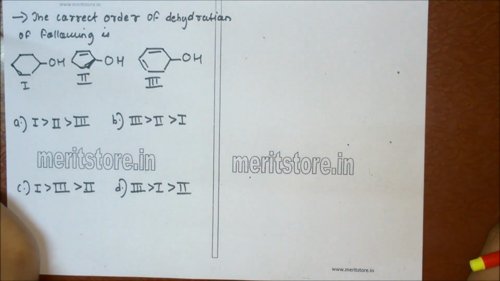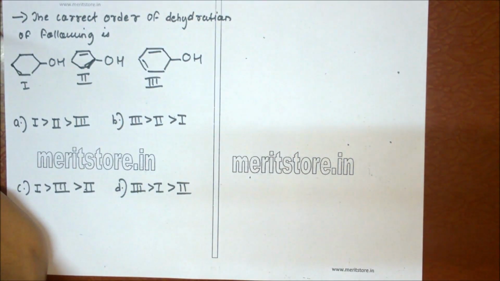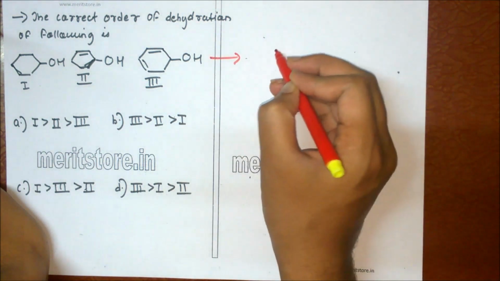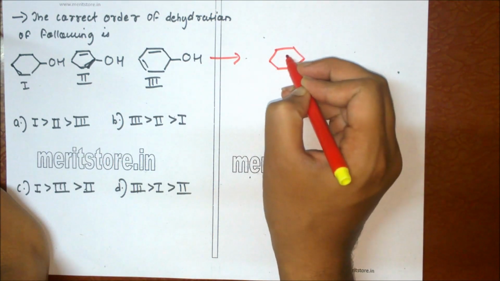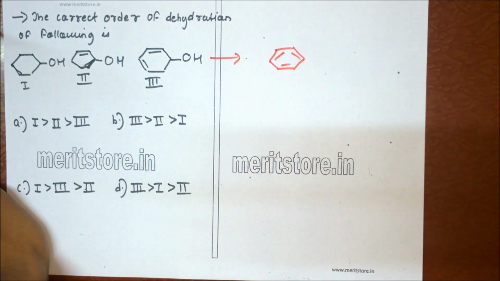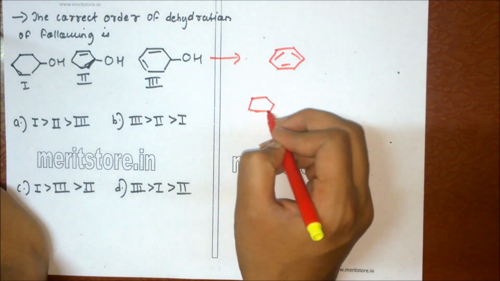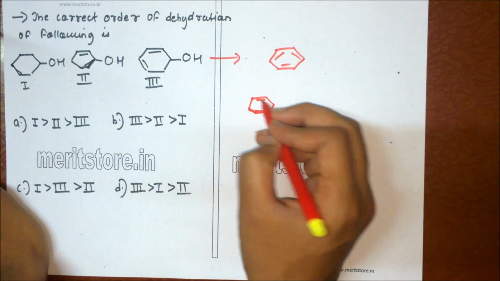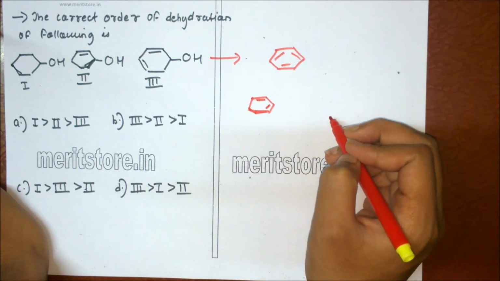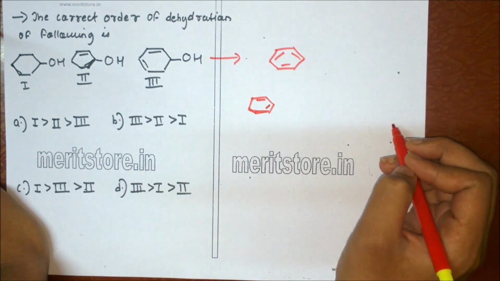The correct order of dehydration of the following is: compound 3 dehydrates most easily and leads to the formation of an aromatic compound, a benzene ring. So it can be most easily dehydrated. Compound 2 dehydrates less easily than compound 3 but more easily than 1 due to the formation of a stable conjugated diene. And compound 1 is most difficult to dehydrate.